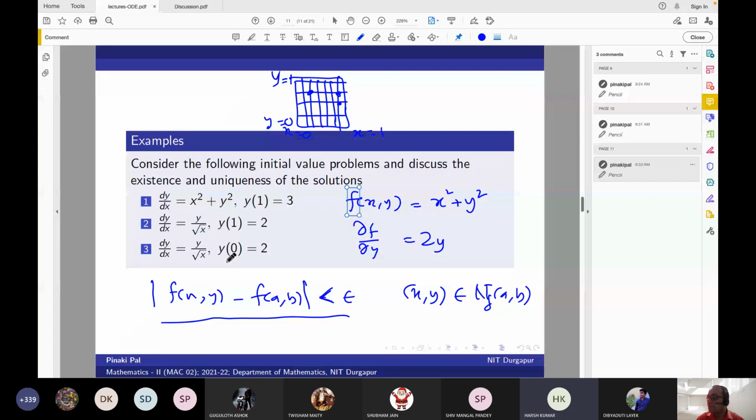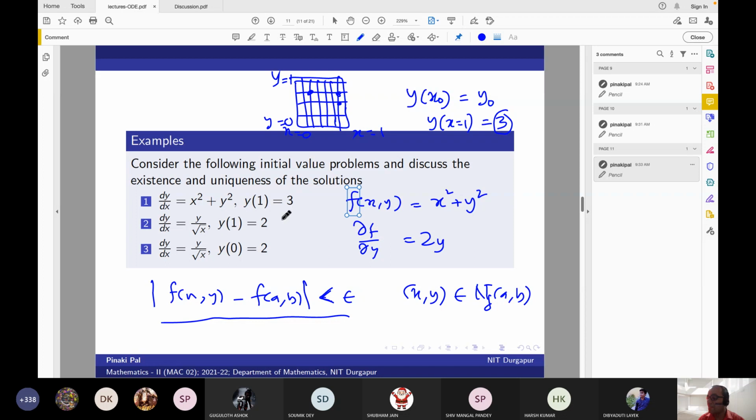How did you get the point 1, 3, sir? Can you explain? Yeah, so x0, y0 is the condition. So at x equal to 1, y is equal to 3. This is the value of the function at x equal to 1. It will be given in the question.